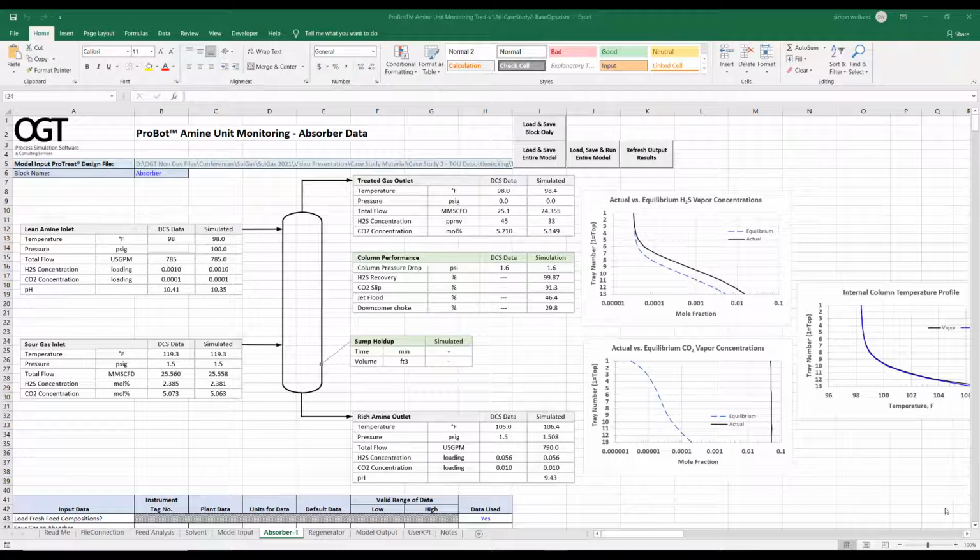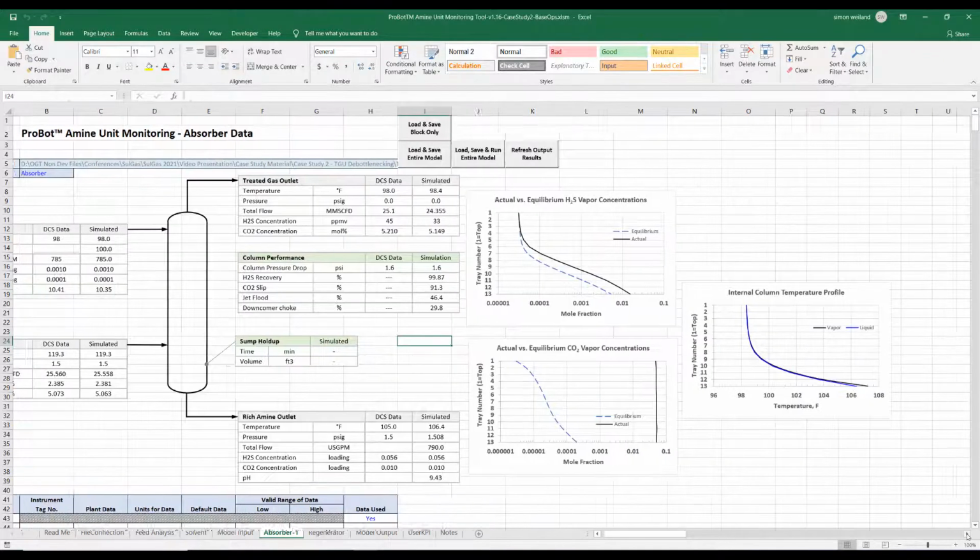A comparison of measured to simulated data is provided where available. Some useful plots to the right are included for the current operations. The comparison of actual to equilibrium H2S shows a pinch at the top of the column. This is referred to as a lean side pinch. A lean side pinch can only be relieved by reducing the lean loading of the solvent. Since we saw already that the lean loadings were quite low, this is a useful piece of information.